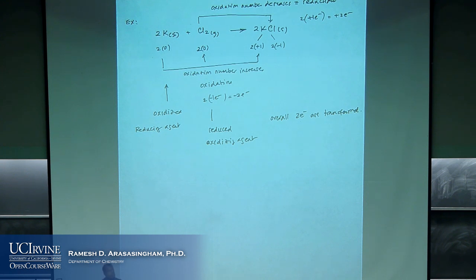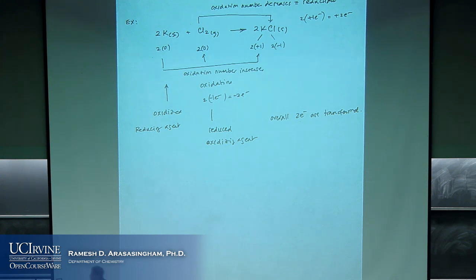All right, so it's very, very important that every example that you look at, you have to be able to go through this process. You've got to figure out what's being oxidized, what's being reduced, how many electrons are being transferred, and you make use of oxidation numbers to do that. Okay? So let's take another example.